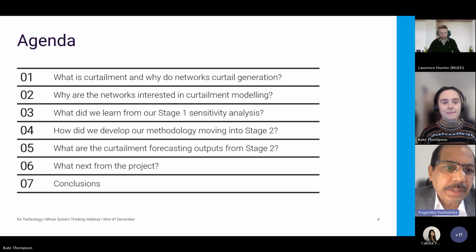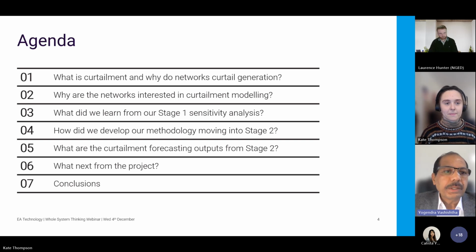All right, those who have joined, we are just starting. This is the agenda for today. We are talking about distribution level curtailment. What is curtailment? Why do networks curtail generation? What is the need for that? Then we will discuss why networks are interested in curtailment modeling and forecasting, and how important it is. Then there is the National Grid perspective, with National Grid and EA Technology working together. There will be results from stage 1, what is happening in stage 2, and what is next, what the plans are, and then some summary or conclusions. So we will be discussing these points.